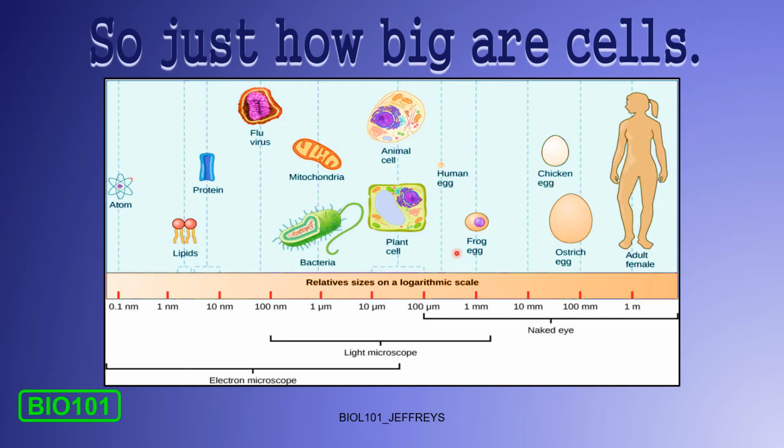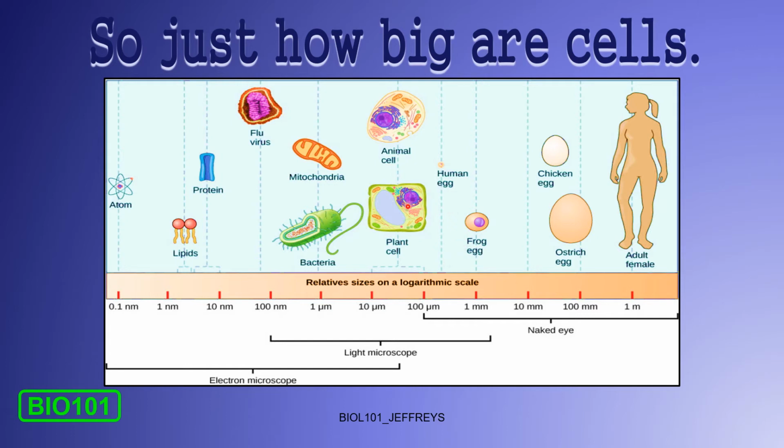Look at the frog egg. Frog eggs are easy to see. You see them in bunches in vernal ponds during the spring and throughout the summer. They're easy to see. They're pretty large. A couple millimeters here. Here's the human egg. Human egg is still visible with the naked eye. You don't need a microscope to see a human egg. It's small, but it's still a relatively large cell. So it's fairly easy to see.